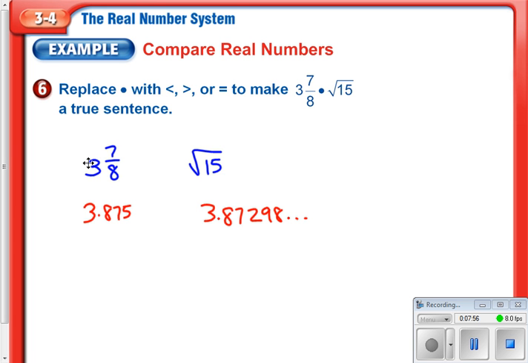Now if you look at this, we have 3.875. Well, they both begin with 3. So they both look equal. Look at the next point after the decimal point. They both have an 8. Both have a 7. Here it is, 5 and a 2. Okay, these are both positive numbers. If they're both positive numbers, this would be the greater one, so we need to go ahead and throw our sign. So we'd say 3 7/8 is greater than the square root of 15.